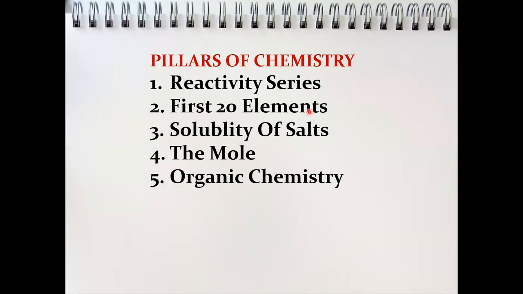So the pillars of chemistry: we have the reactivity series, the first 20 elements, solubility of salts, the mole, and organic chemistry. If you can understand these pillars, then trust me, because almost 20% always comes from these first 20 elements.